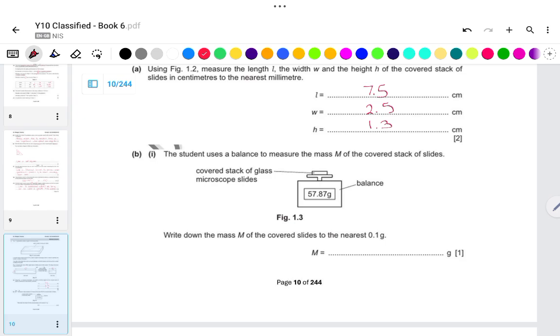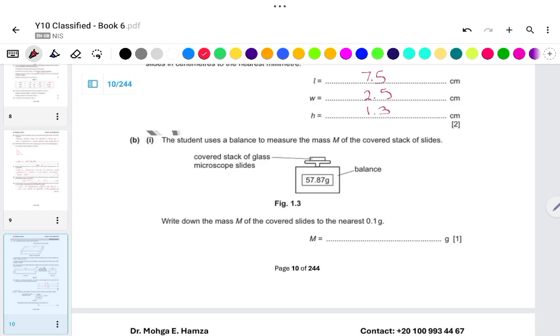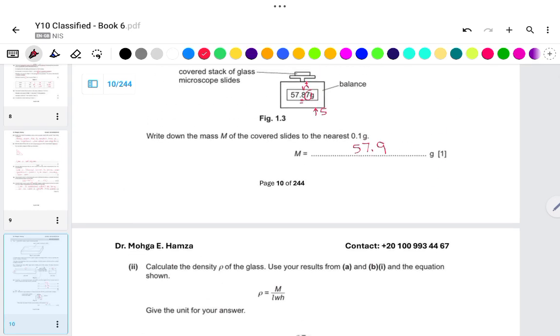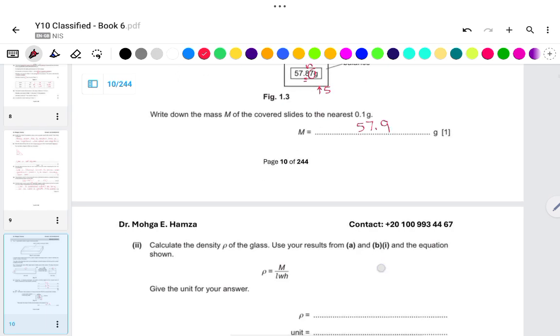The student uses a balance to measure the mass m of the covered stack of slides. Write down the mass m of the covered slides to the nearest 0.1 grams. This is easy. 0.1, so here I have 8, and the number above it is 7. As we agreed before, any number which is 5 or more will add on to the one before. So in my case, it's 57.87. 7 is 5 or more, so it's going to add to the 8. So my answer is going to be 57.9. If it was 57.81, then it will stay as 57.8.